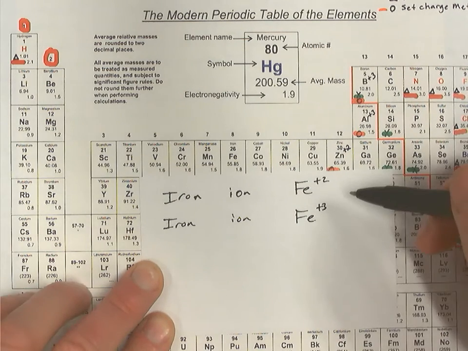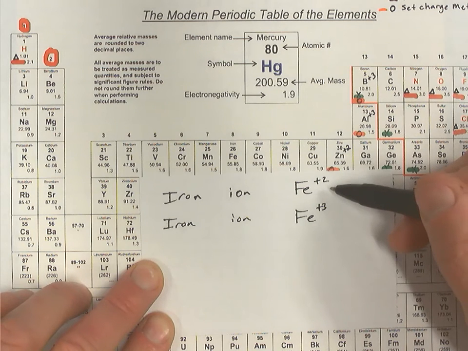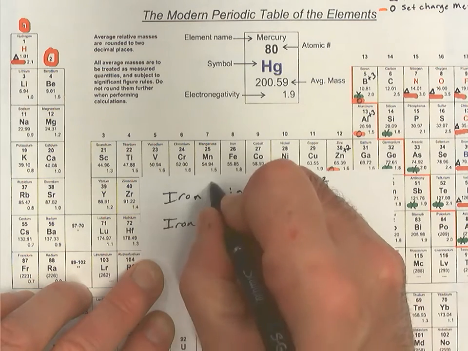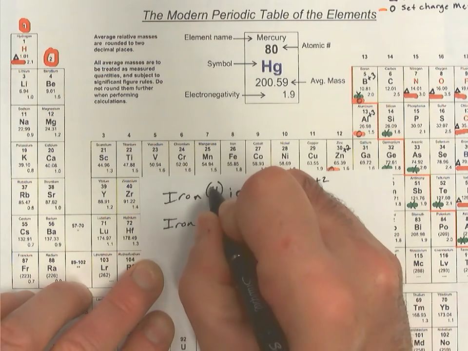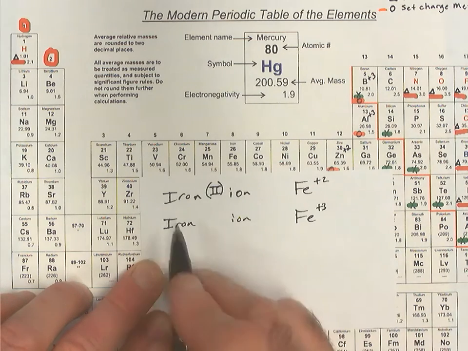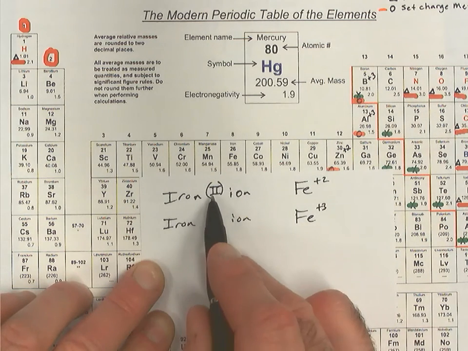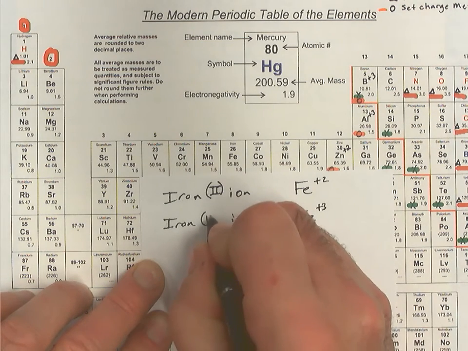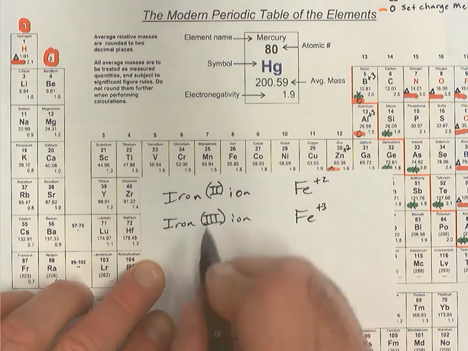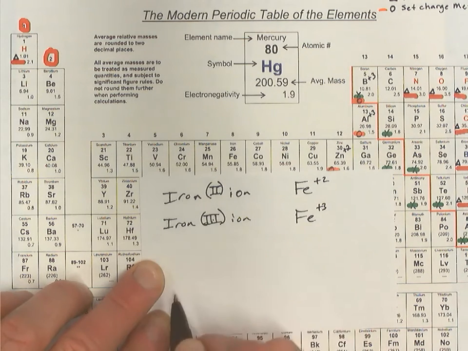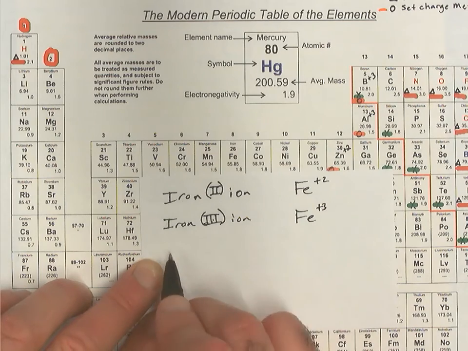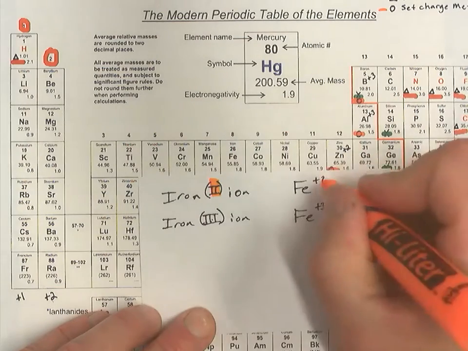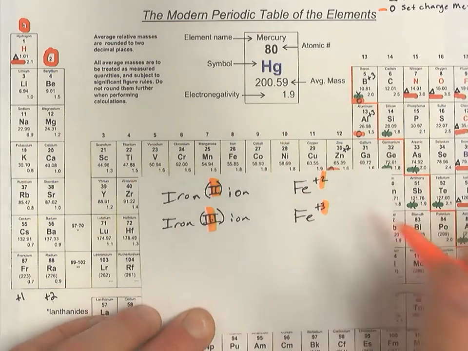So in order to differentiate, to point out the one we're working with, you use the number, the size of the charge, and that becomes a Roman numeral in the name. So if you see iron 2, that means that iron has a +2 charge. This one would be iron 3. The 3 tells you the charge of the iron, or how many electrons were lost. So iron 2, because Roman numeral 2. Iron 3, because Roman numeral 3.